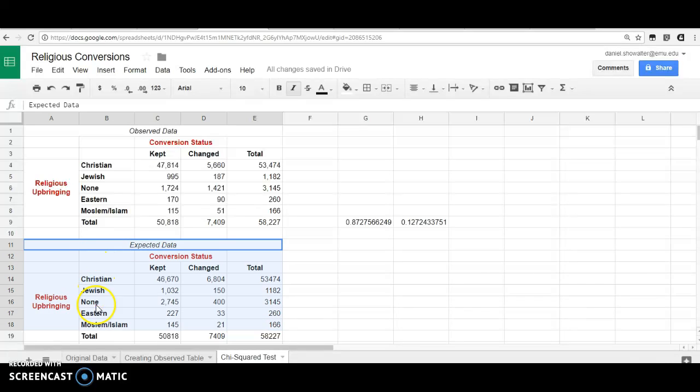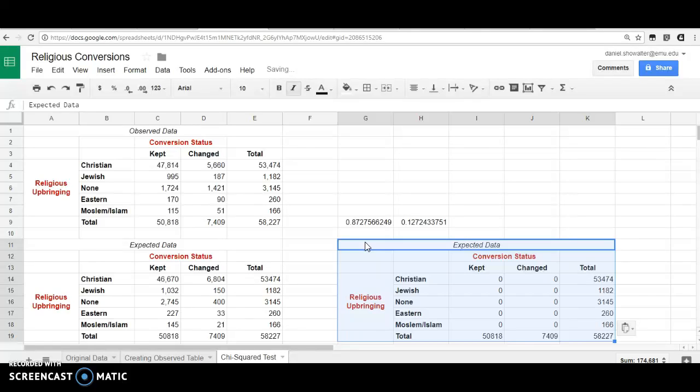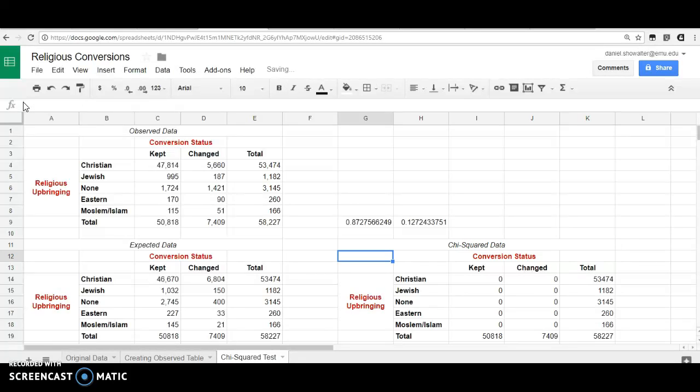Okay, now what we need to do is create our third table. And this is probably the most complicated table to understand what's going on. Just a real quick summary of what we're doing here. We're now checking how we could generalize from the sample to the population. So we know that in our particular sample, Christians did not convert as much as we would have expected them to. Everybody else converted a bit more than we would have expected them to.